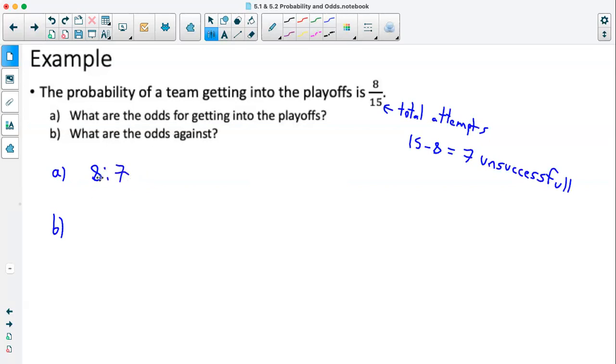Now, if it's odds against, all we need to actually do is reverse order these. So odds against just means we list our unsuccessful attempts first. So that'd be 7 to 8.